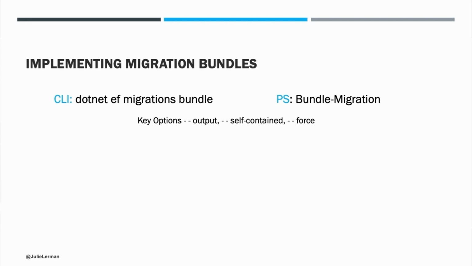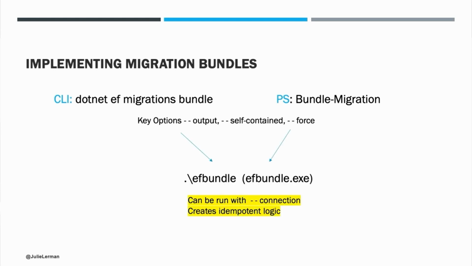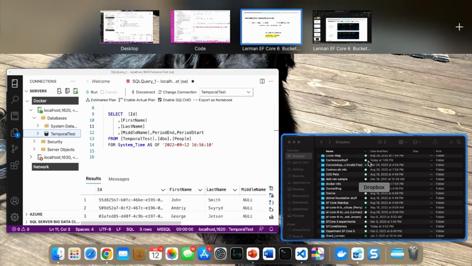So the command line is dotnet ef migrations bundle, okay? And then there are some options. Self-contained is the option that makes the big fat one with .NET built right inside of it. Force is to overwrite the file, unless you use output to create other file names. Otherwise, it's always going to make a file called efbundle. And when you run efbundle, you can also add a connection to it.